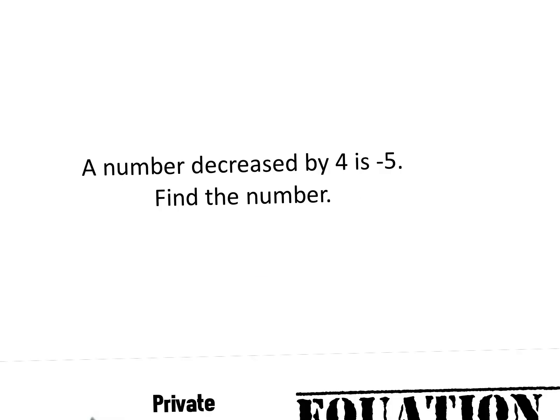Okay, here's where your understanding of words and what they mean mathematically is going to come in really helpful. This says that a number, which I can pick any variable that I want, I'm just going to pick an n, decreased, well, that would mean to subtract, wouldn't it? I'm subtracting, decreased by 4, so I'm going to subtract 4, and then is -5. So there I've got it.